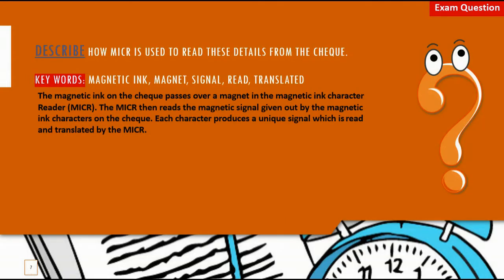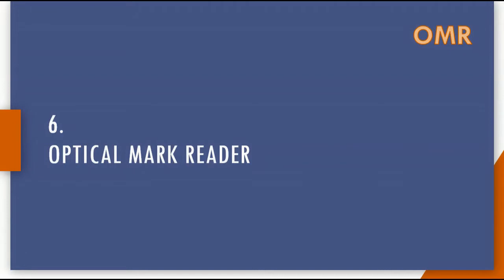An exam question on MICR is to describe how it is used to read details from the check. You can have a look at the sample answer here. It says that the magnetic ink on the check passes over a magnet in the MICR reader, and the MICR is able to read the magnetic signals given out by this magnetic ink character, and that is how the reader reads the magnetic ink characters.